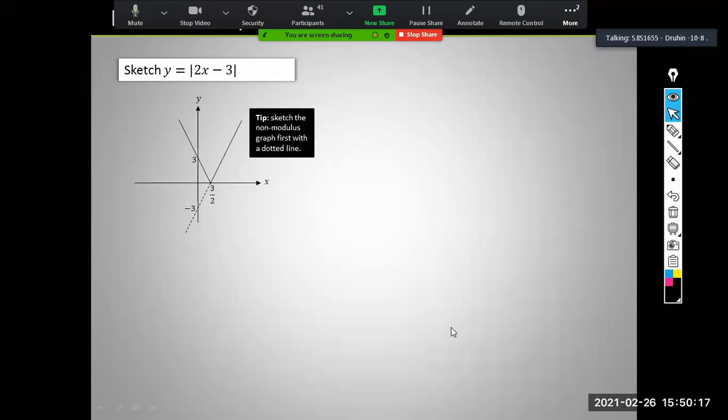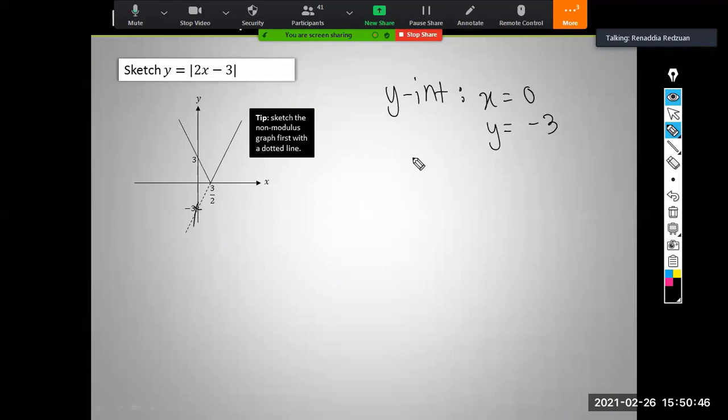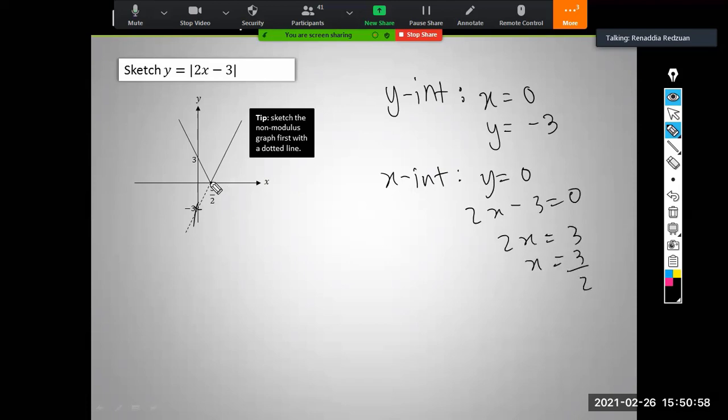Are you going to give us the value of x? No. Also, we just put the lowest point and stuff like that. Okay, first you find the y-intercept. How do you find the y-intercept? x equals 0. So you substitute x equals 0 here, and you get y equal to negative 3. So negative 3 is here. Then you find the x-intercept, which happens when y equals 0. So 2x minus 3 equals 0. Solve for x, you get x as 3 over 2, which is this one.